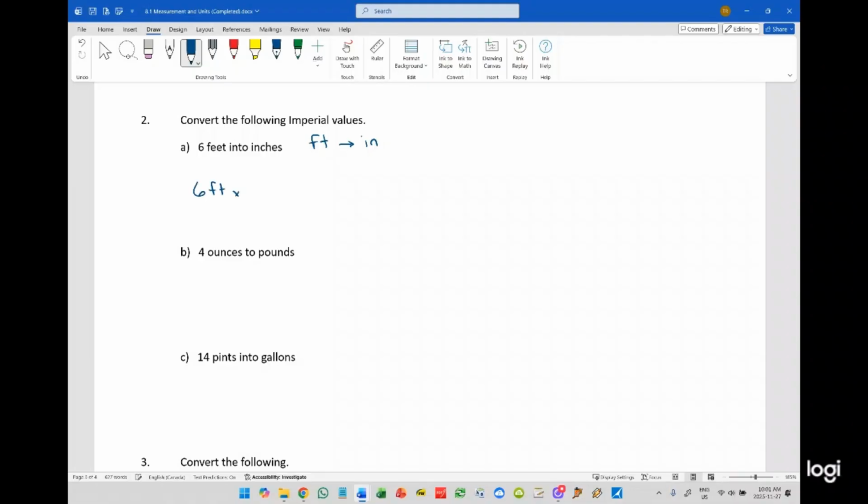Again, I don't care what you use. If you want to write the word foot, feet, use the little tick mark, whatever. I just tend to write FT. And then feet has to go on the bottom and inches on the top. And I know the relationship is that 1 foot is 12 inches. Units cancel. You don't have to write out the cancellation of the units, but I'm just showing you that they do go away, leaving me with 6 times 12 inches, which is 72 inches.